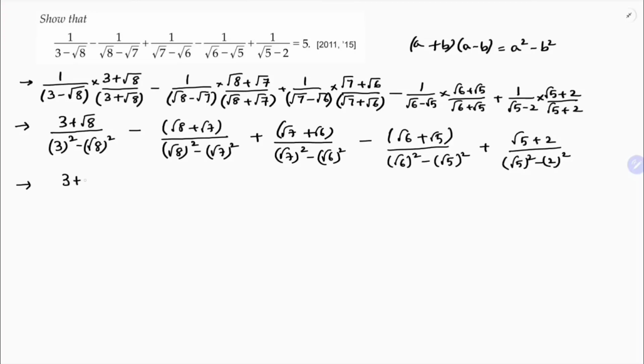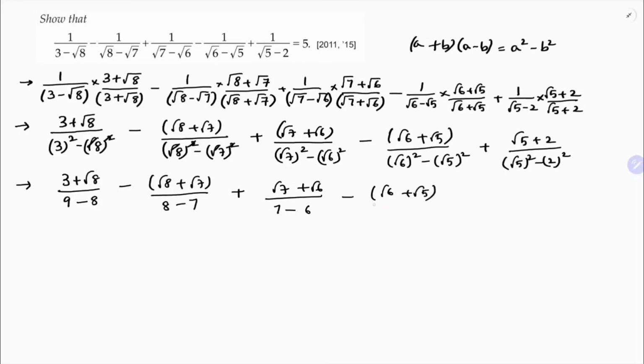Here 3 plus root 8 by 9 minus 8, since 3 square is 9, and root 8 whole square, square and root cancel, is 8. Minus root 8 plus root 7 by root 8 whole square minus root 7 whole square, which is 8 minus 7. Here root 7 plus root 6 by 7 minus 6, square and root cancel. Root 6 plus root 5 by 6 minus 5, same thing. Here root 5 plus 2 by 5 minus 4.